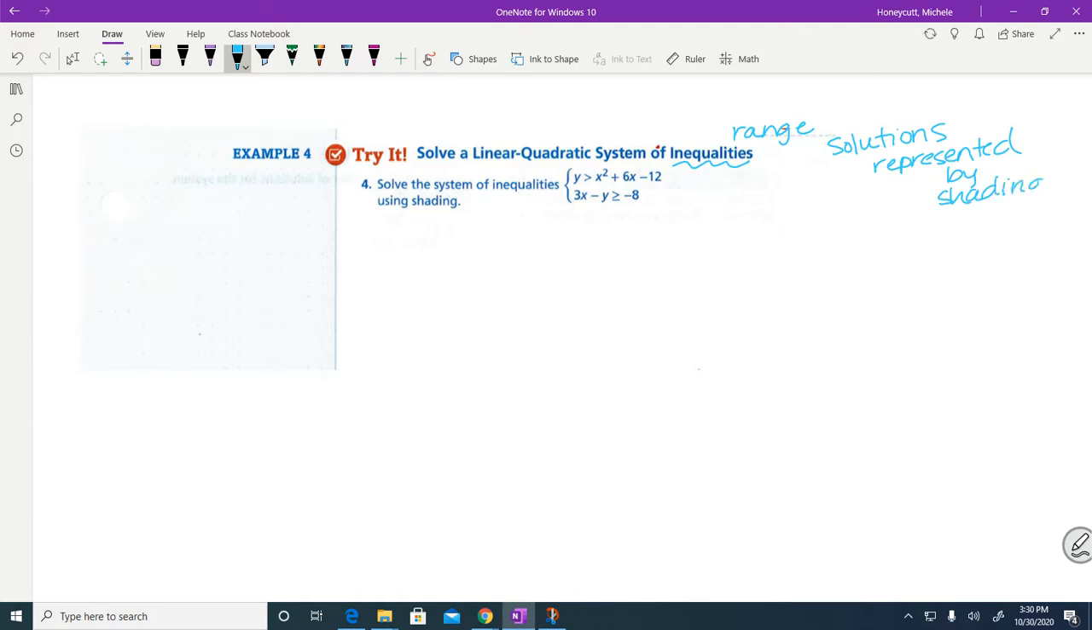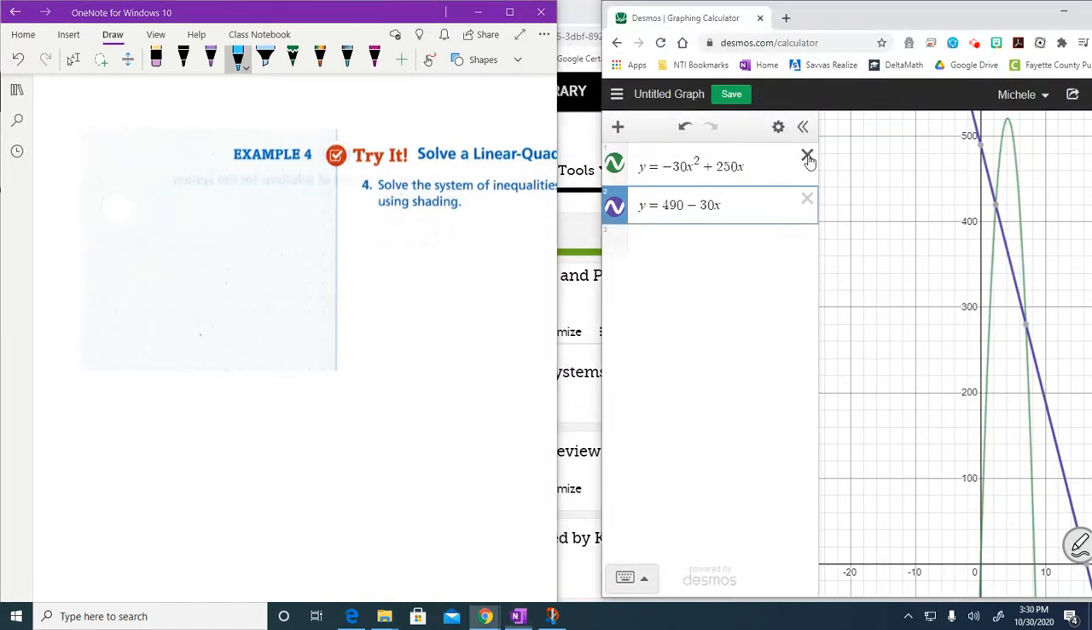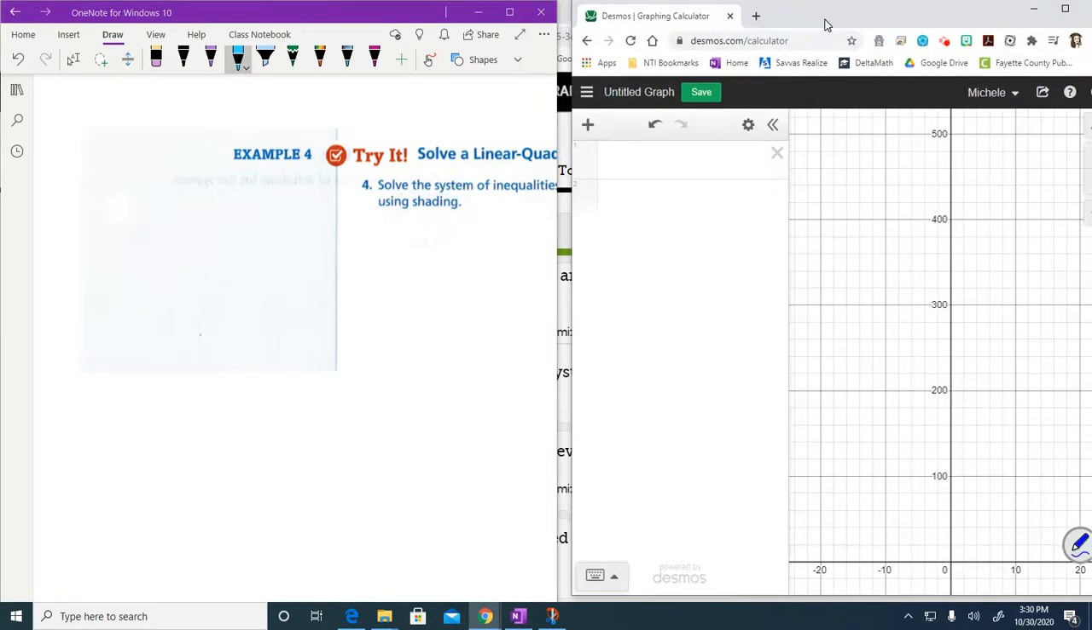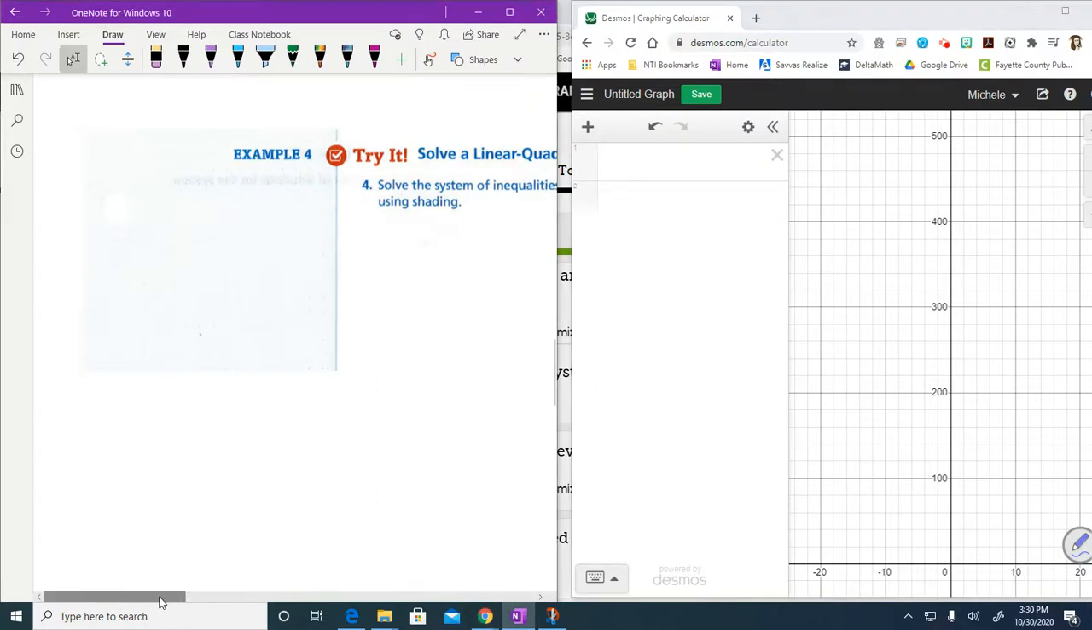The reason we shade is because when you shade, you're actually plotting a bunch of points. And if you plot infinitely many points all together, it will look like you're coloring it in. So we're going to solve this on Desmos. You can type it in, pull the problem back over here.